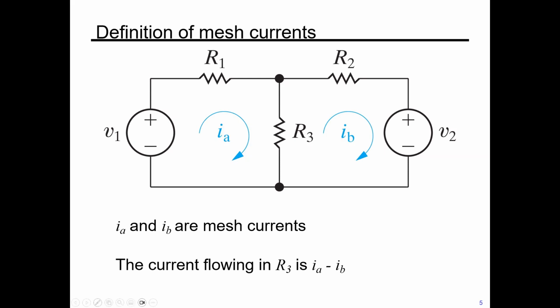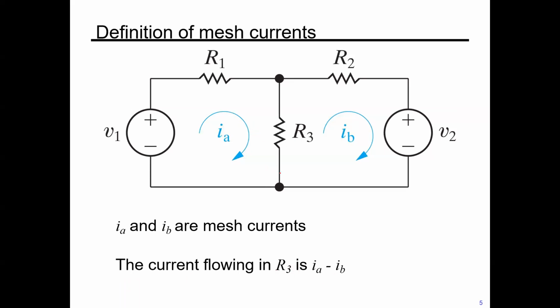As you can see, if we look here, R1, R2, R3, and then we have two voltage supplies, V1 and V2. So we can apply the mesh analysis to this network. IA and IB are mesh currents. So the current flowing in R3 is IA minus IB.